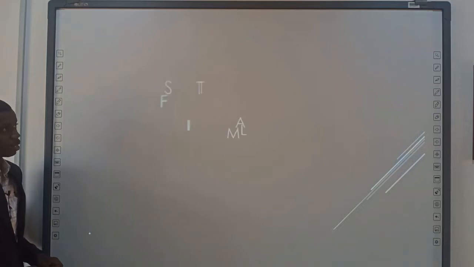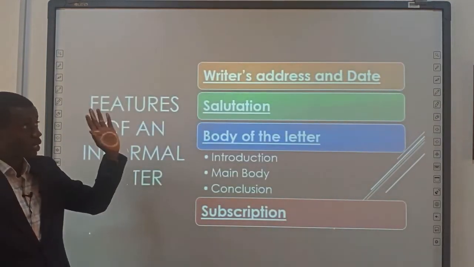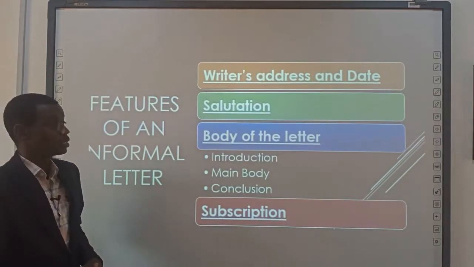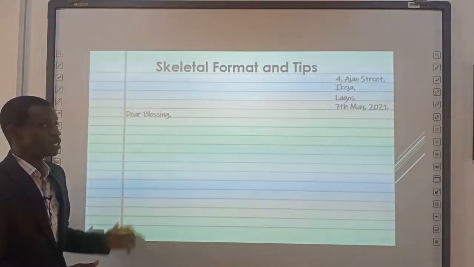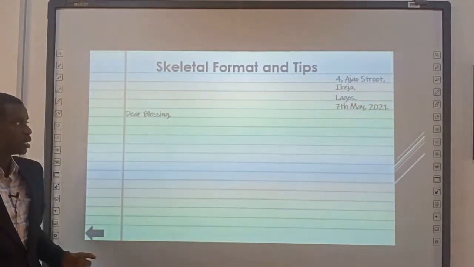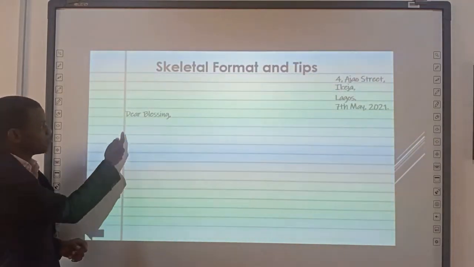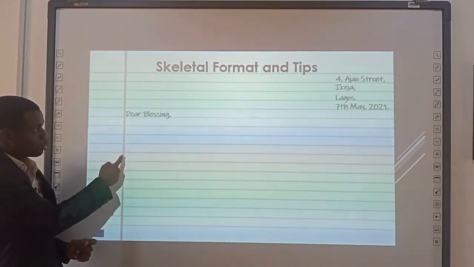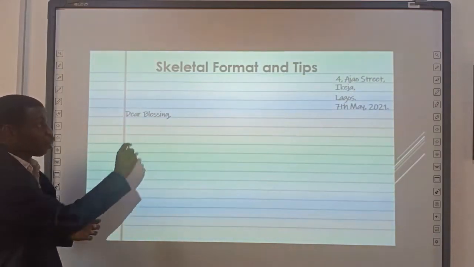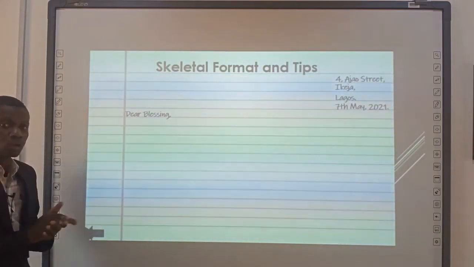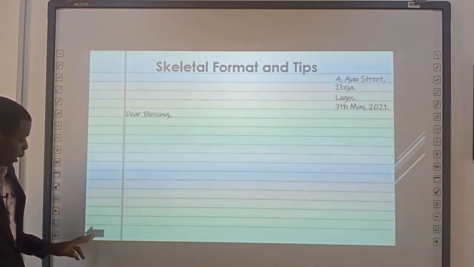So let's check another feature. We've looked at the address of the writer and date. So let's see, how do we write our salutation? Now you can see it here, Dear Blessing. Now you need to note this. It is very close to the margin. Please be careful. Dear in capital D and Blessing in capital, comma after it, and very close to the margin. Now let's move on. Let's take another tip.